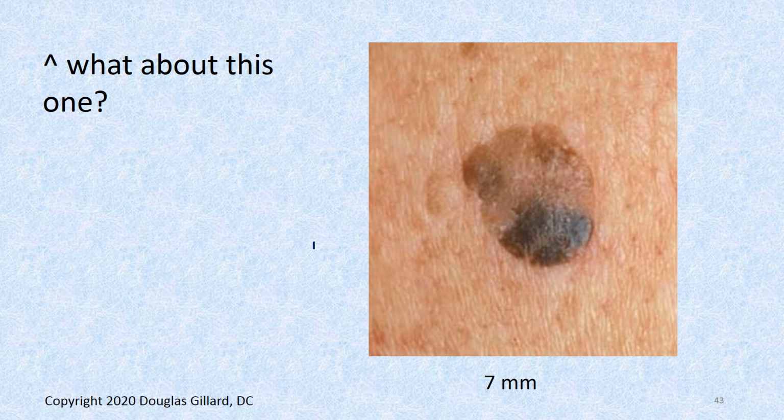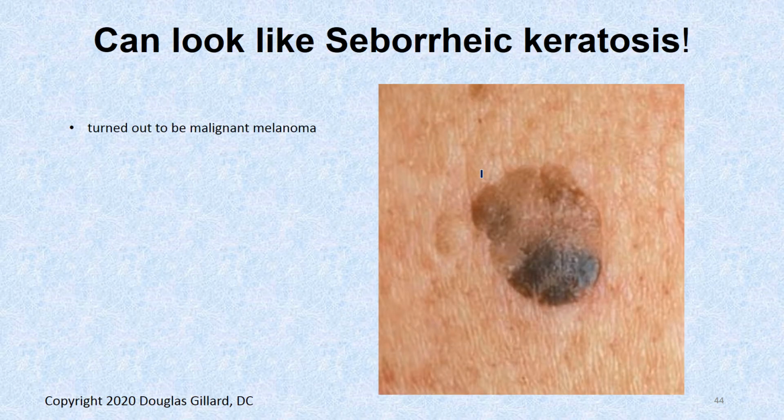What about this one? 7 millimeters, so it breaks the ABCs. It's variegated, right? Maybe even a little bump right there. It's not densely variegated. It's not black here and gray here and light brown here. And honestly, except for this bump, it looks fairly innocent, but it still breaks the ABCs. It looks like seborrheic keratosis, the great imitator. It surprisingly turned out to be malignant melanoma on biopsy. The only giveaway was this nodule that grew right there.